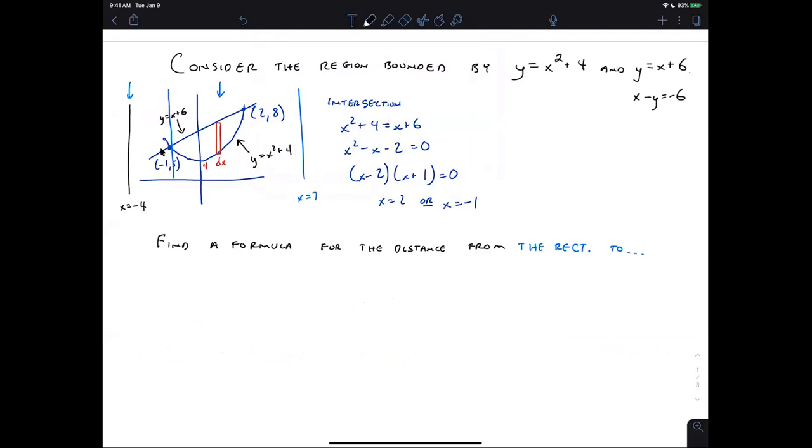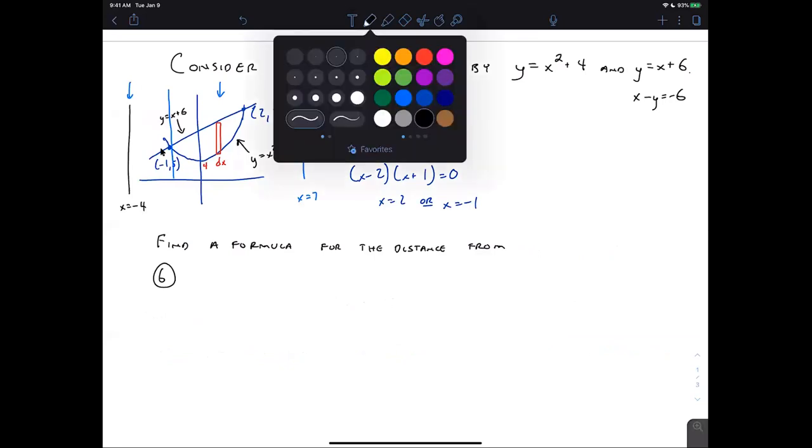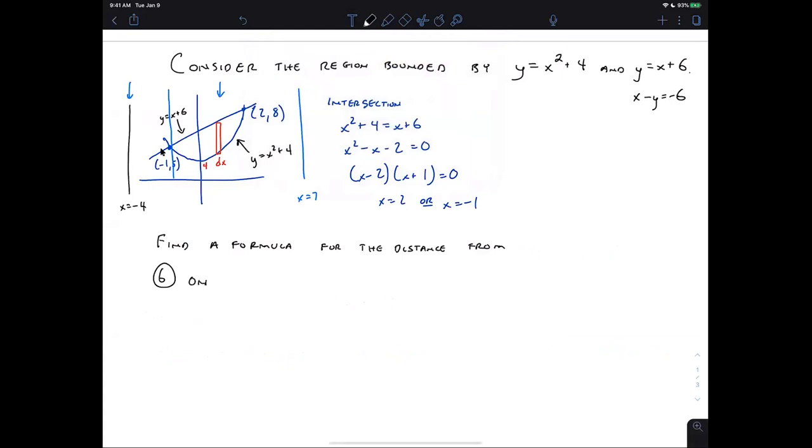I forget what number we are. Number 6, I think. So instead of find a formula for the distance from the rectangle, I want to know from one end of the rectangle to the other. Or actually, let's call this something else. Find a formula for the height of the rectangle. Let's say that. All right, so we want to find a formula for the height of the rectangle.